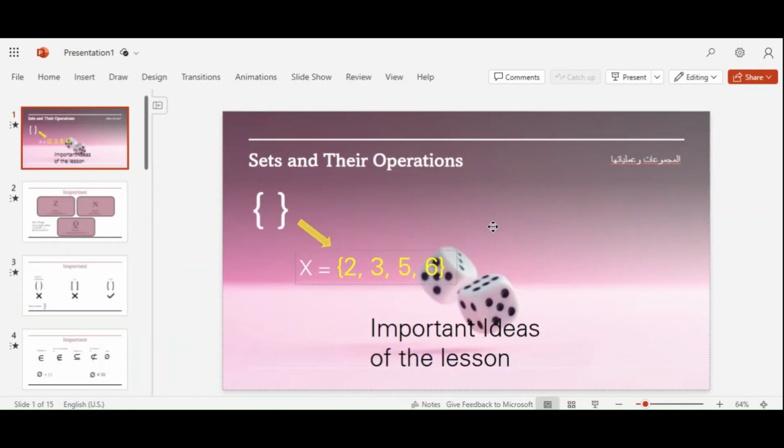Hello and welcome to another lesson in math. Today we are going to talk about sets and their operations. We will talk about important ideas of the lesson. Let's get started.